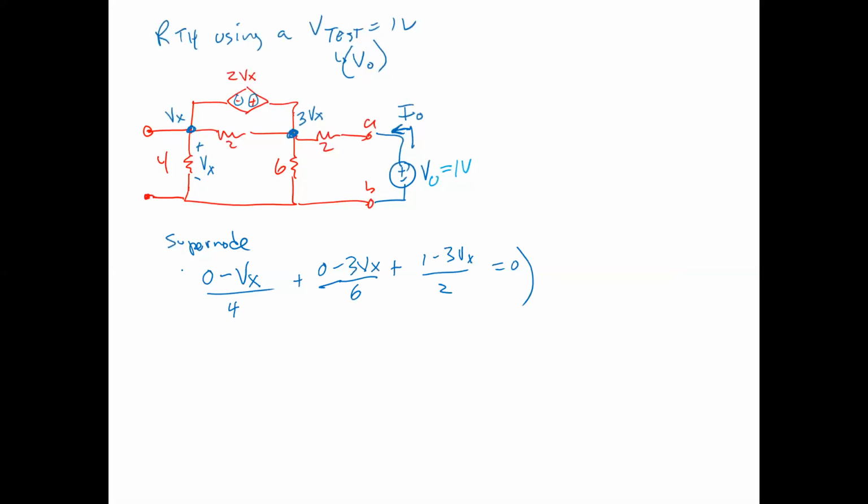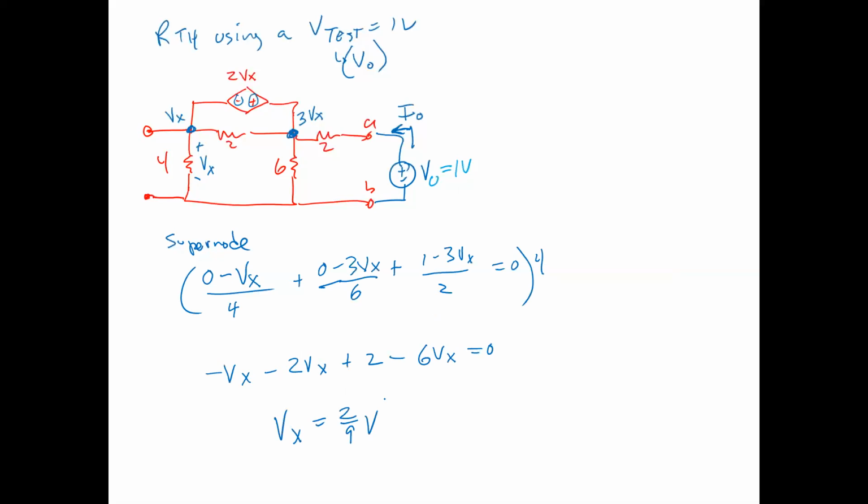So we can multiply this whole thing by 4 and get minus Vx, minus 2Vx, plus 2, minus 6Vx, equals 0. So Vx equals 2/9 of a volt. So that's solving Vx, right?